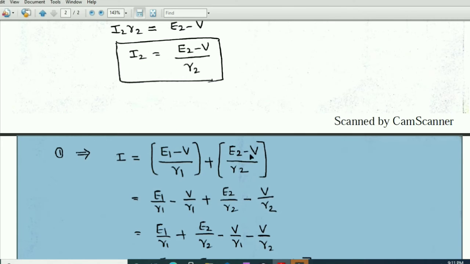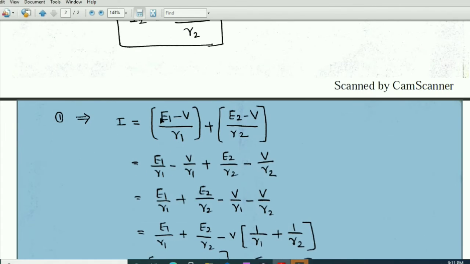Now just simplifying this equation, it gives E1/R1 minus V/R1. This R1 can be applied for both the terms E1 and V. It can be written as E1/R1 minus V/R1. So plus, this R2 also can be applied for both the terms, so it can be written as E2/R2 minus V/R2.